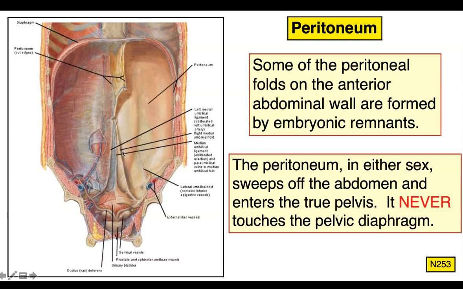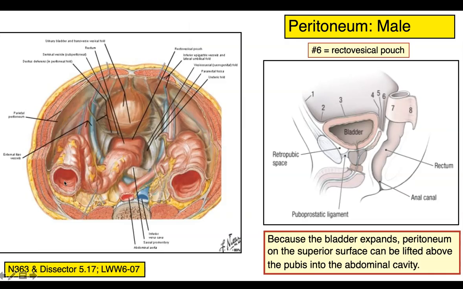The peritoneum covers the anterior abdominal wall, and then it covers the pelvic organs. See, behind the pubis, this is the urinary bladder. So the peritoneum reflects over the pelvic organs. It never reaches up to the pelvic diaphragm or the pelvic outlet. It goes over the pelvic organs, and it differs in the male and female pelvic cavity. So this is the peritoneum of the male pelvic cavity.